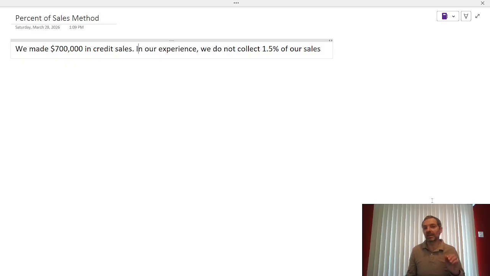So if possible, we need to separate our cash sales from our credit sales and then just look at the credit sales. If you're doing a homework problem, you'll want to read specifically if they have credit sales for you. Just don't include the cash sales in your calculations. In this example, let's say we made $700,000 in credit sales.